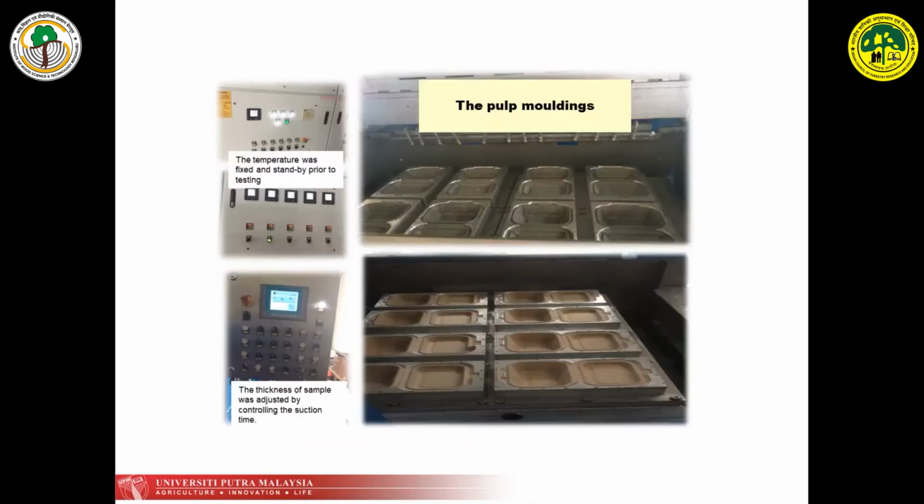So this is the pulp molding. You can make the mold as per your design, depending on what type of product you want to make. You can make a plate, a lunch box, a cup, and other things. So these are the panel settings and all these things at the company.